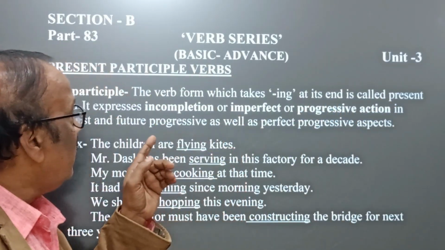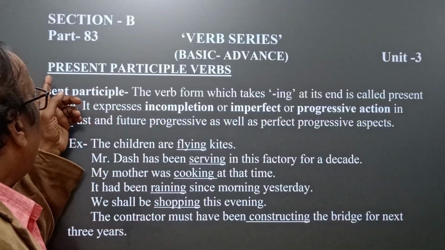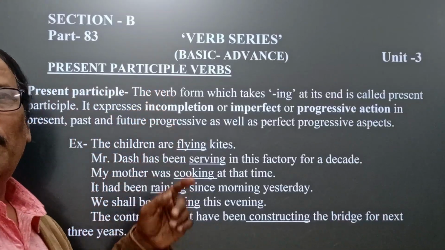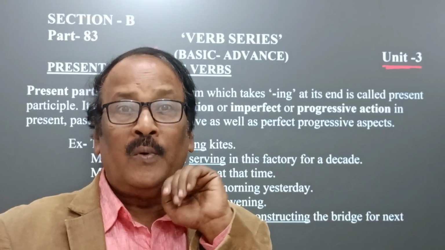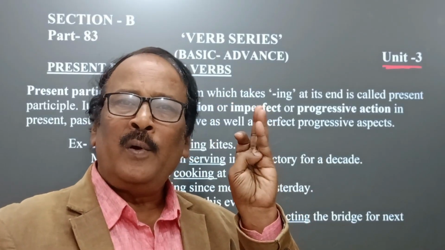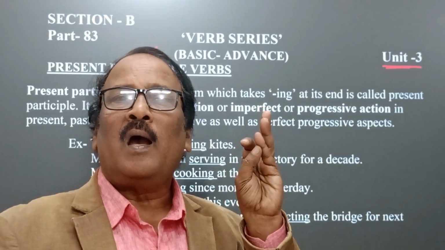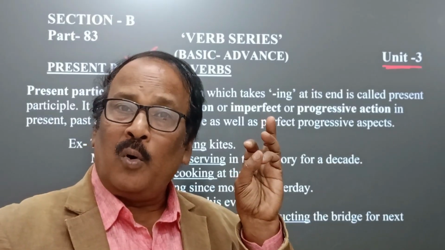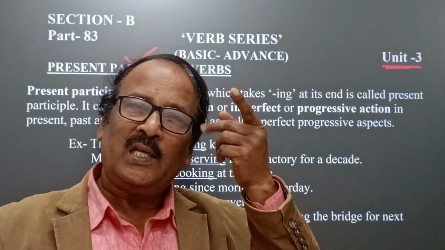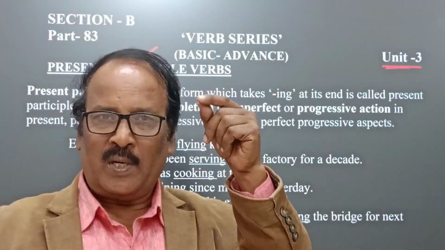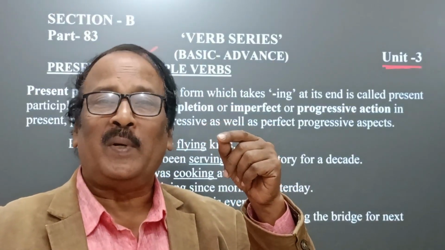Okay, today's topic of discussion is present participle verbs. In the last class we discussed that any action verb or dynamic verb or main verb has 5 forms. One is infinitive, second is simple present, third simple past, fourth past participle, and fifth present participle. Participles are of two types, present participle and past participle.